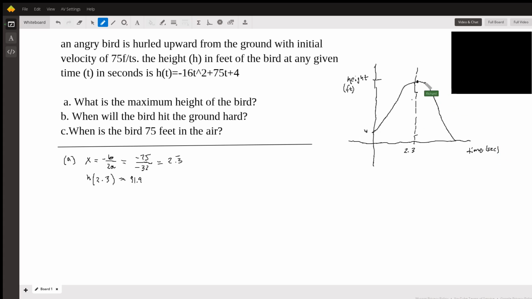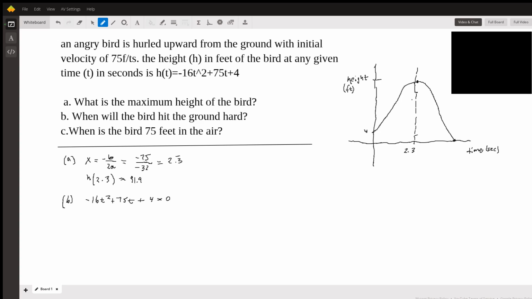Okay. Now the bird is going to go through the vertex here, and then it's going to hit the ground hard. So that's kind of sad, but there it is. We want to know that time. So to find that time, we just set the height to 0. So you would just say negative 16 t squared plus 75t plus 4 equals 0.